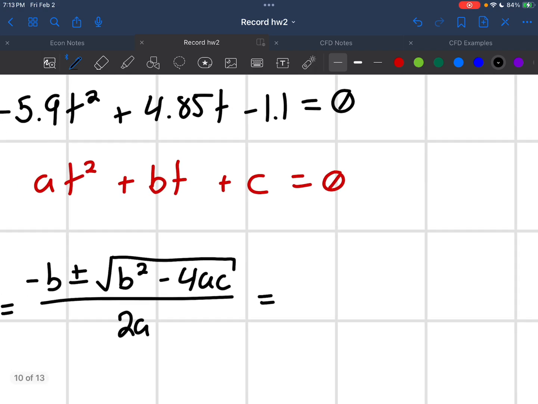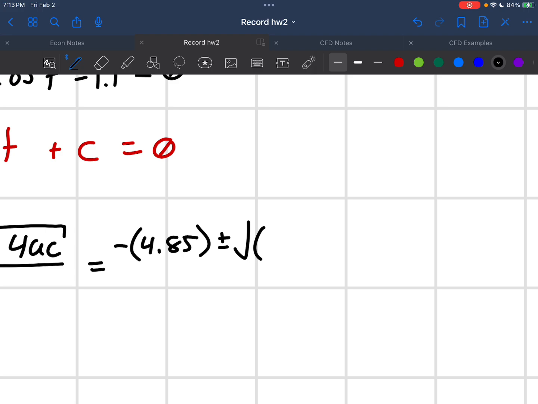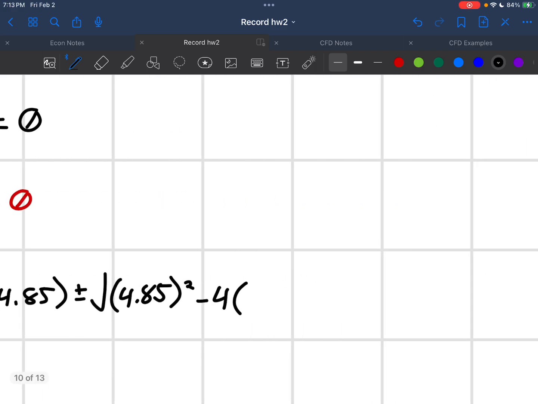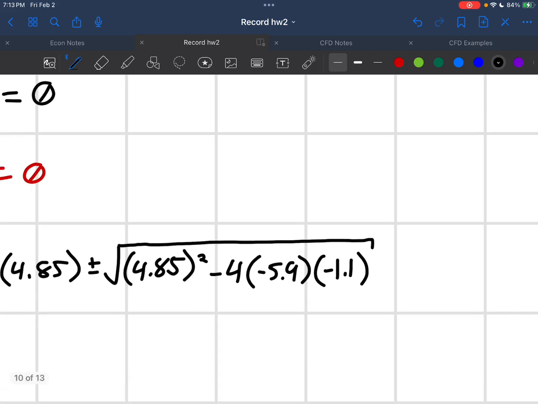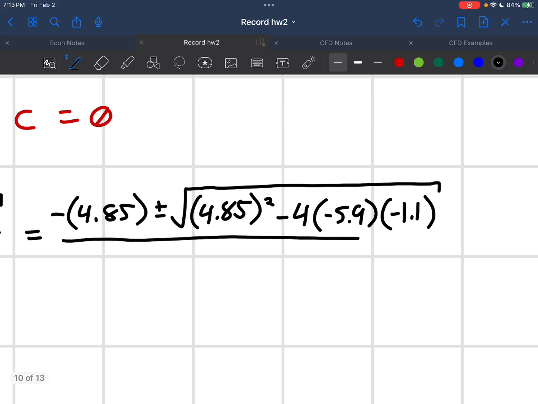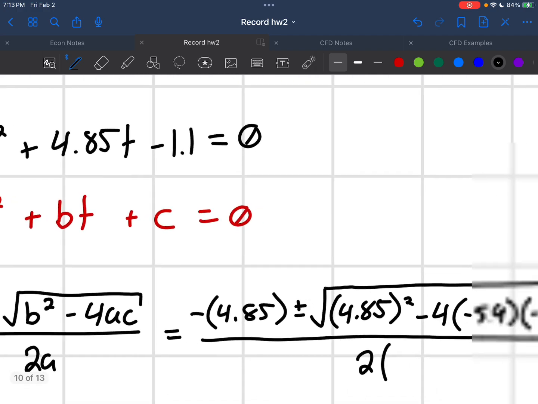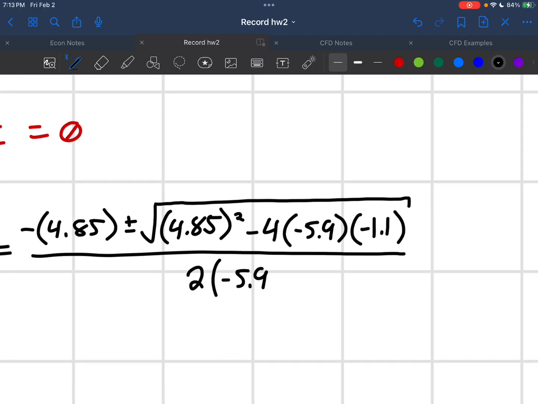So my b was 4.85 plus or minus my square root of b squared minus 4 times a was negative 5.9, c was negative 1.1, all underneath my square root, and then I divide by 2 times a was minus 5.9. All right.